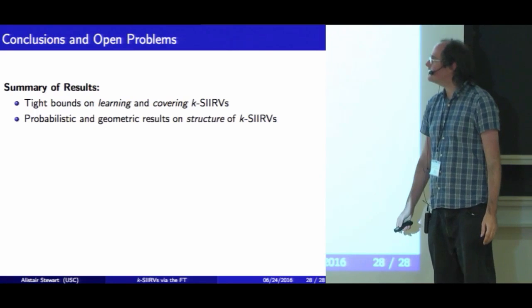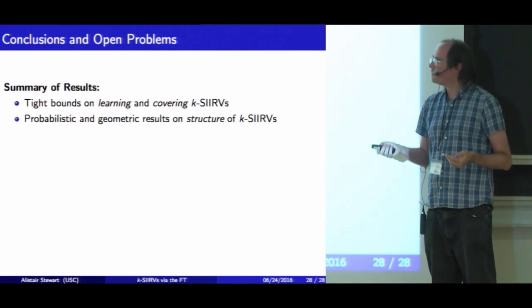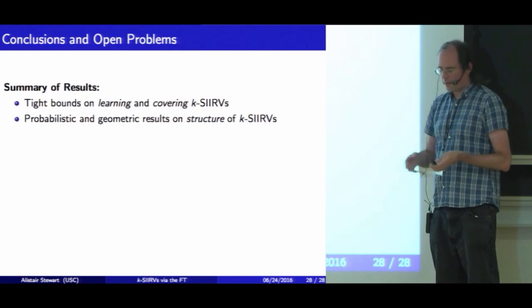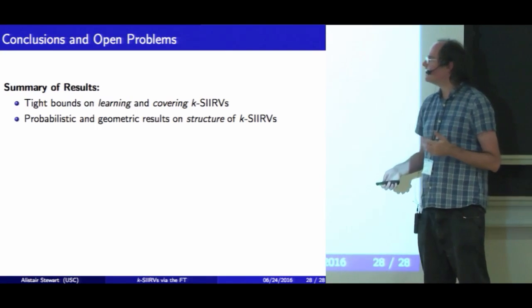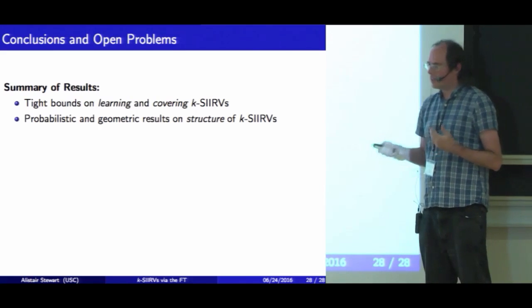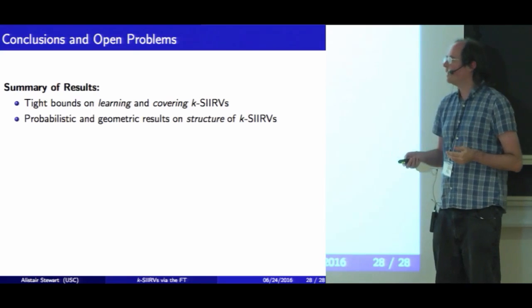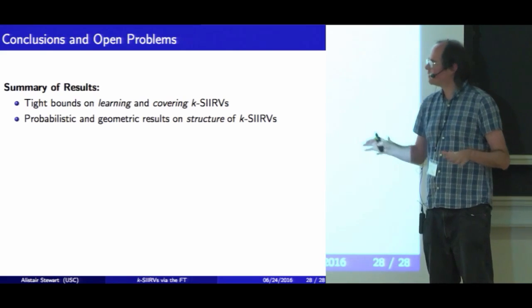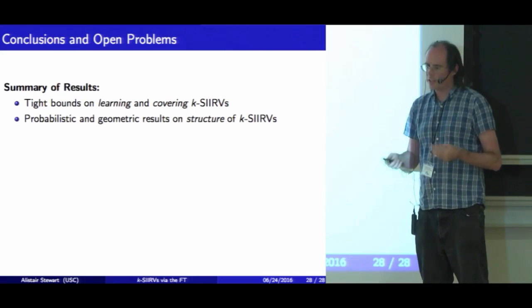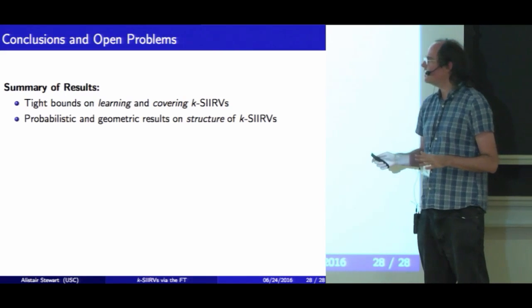To conclude, we give tight bounds on the sample complexity and on the computational complexity of learning K-SIIRVs. We give tight bounds on the size of epsilon covers of K-SIIRVs. We also give some nice probabilistic and geometric results along the way that I probably haven't been able to do any justice to with this talk because it's technically complicated.